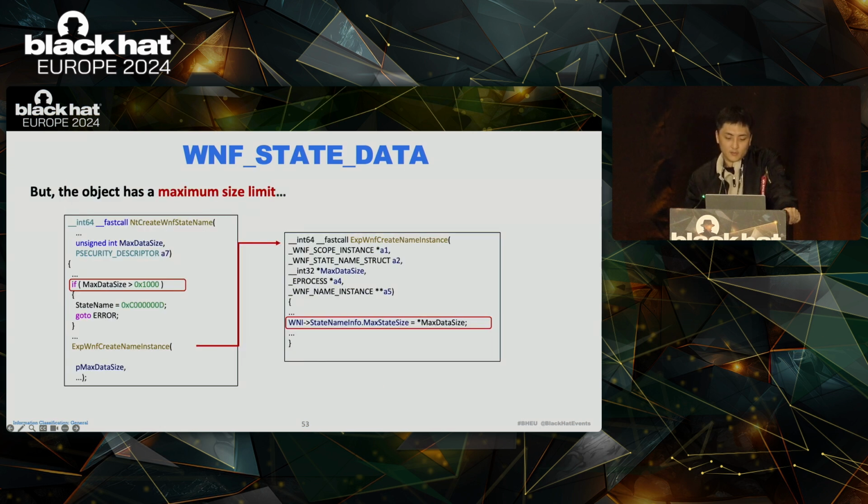Initially, this seemed like a straightforward way to complete the exploit. However, if you see the creation of the WNF object, you will notice a max state size check. This limits the size of a WNF state data object to no more than hex 1000. Luckily, since the vulnerability causing chunk was also hex 1000 bytes, it wasn't a problem for object spray.